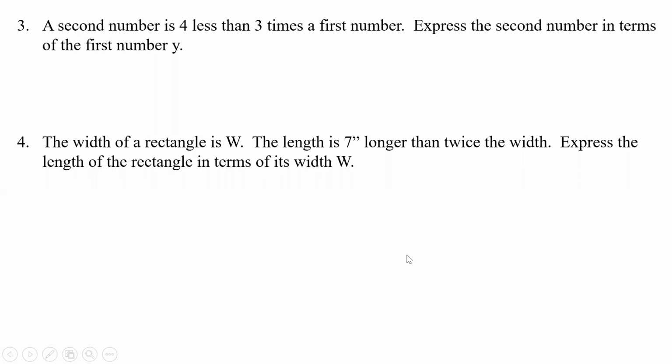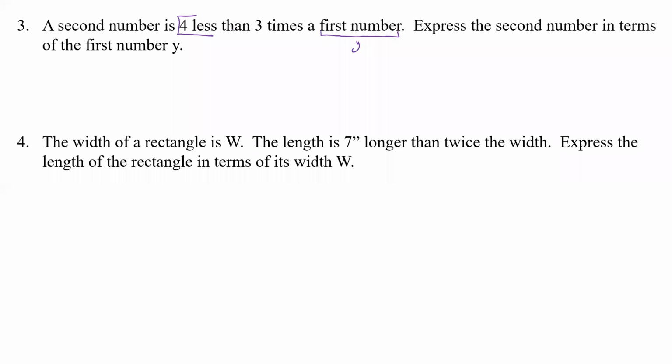All right, so this one says a second number is 4 less than 3 times a first number. Express the second number in terms of the first number, y. So this first number is y. The second number is, well, again, we don't care what that second number is. What we want is everything over here, because if we put the second number in, that gives us an equation, and we just want to write the expression.